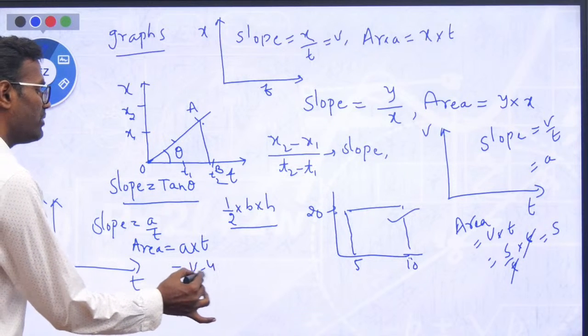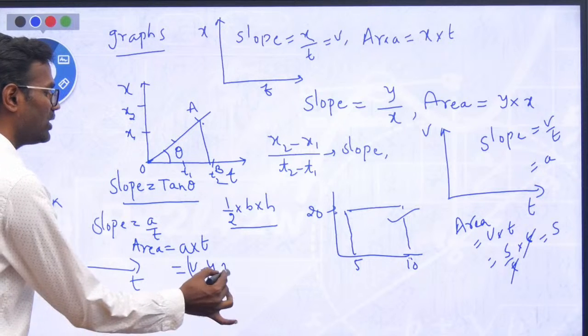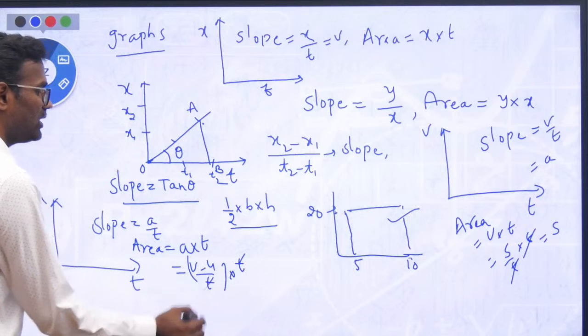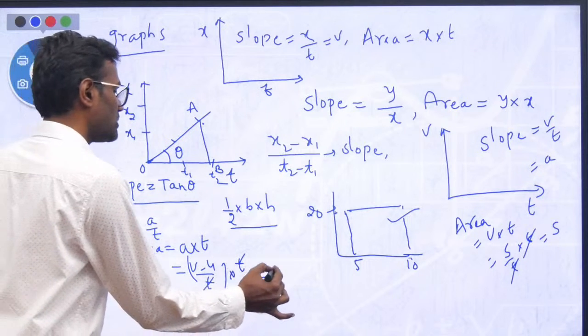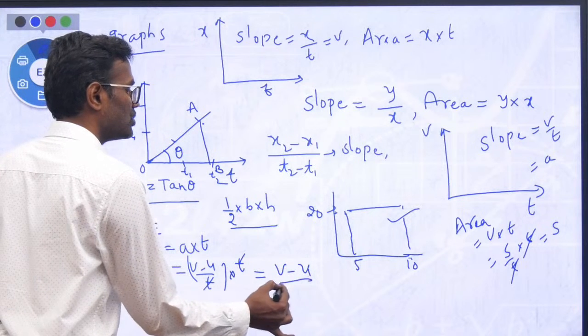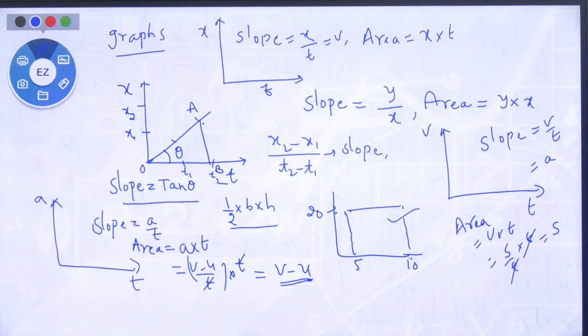What is a? A will be v minus u by t into t. So t cancels out, then you will get v minus u. V minus u is nothing but change in velocity. So area under the acceleration time graph gives change in velocity.